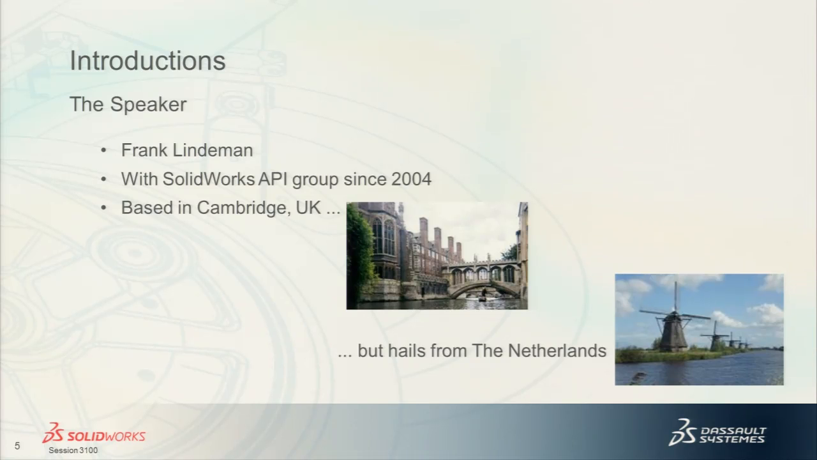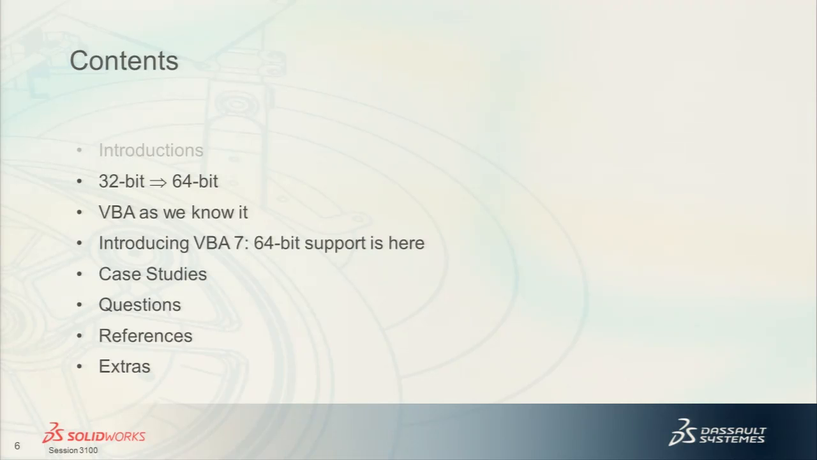Okay. Let's see if this works. So we've done the introductions. This is what we're going to talk about today: the change from 32-bit to 64-bit. First we're going to go back in time. Let's pretend there were only 32-bit computers. How were things back then? And what's the current situation? What has changed? And actually there was a period in between where we were all a bit in limbo. We're going to talk about that as well. Then we'll briefly go over Visual Basic as we know it today. And then finally I'm introducing the 64-bit Visual Basic 7. What's new in the language, what has changed, what has been added.